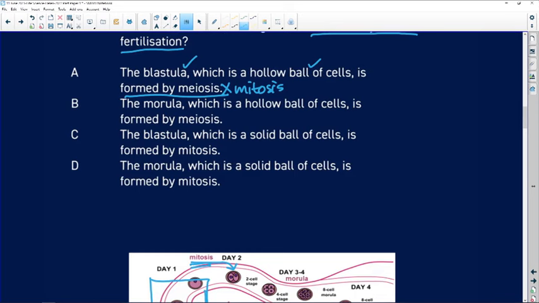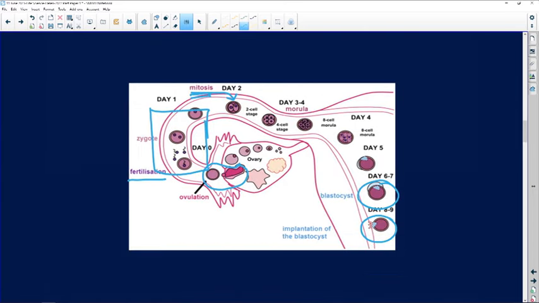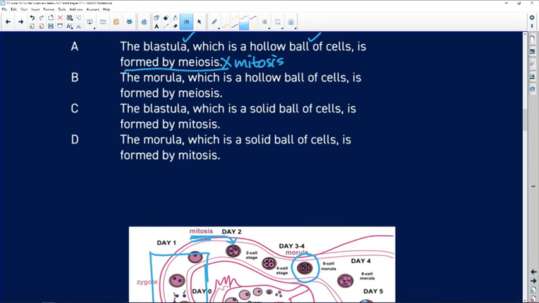Option B: The morula, which is a hollow ball of cells, is formed by meiosis. Let's go back to our picture. This is what we call the morula. It's the Latin name for mulberry, and that's exactly what it looks like. It looks like a little berry. But the same as the previous option, the morula is not a hollow ball of cells, and it's not formed by meiosis. It's in fact formed by mitosis as well. So B is not a good option.